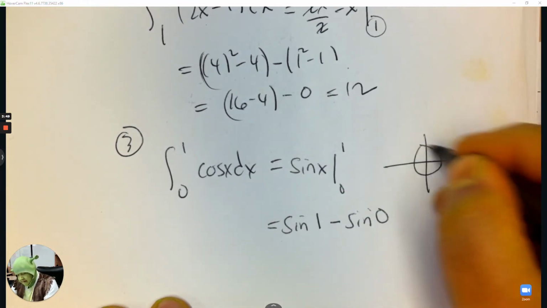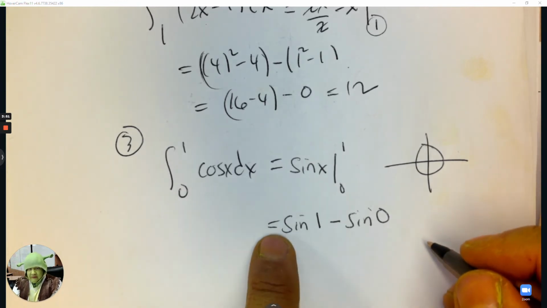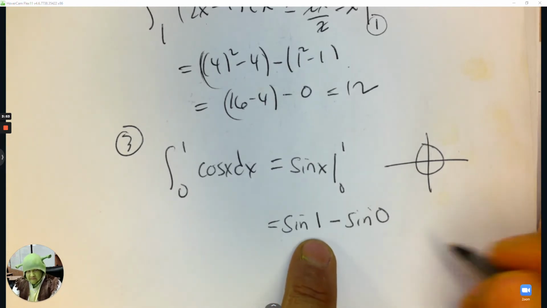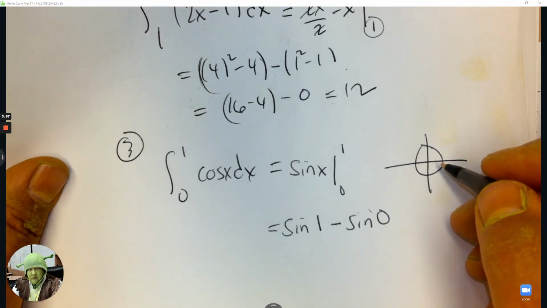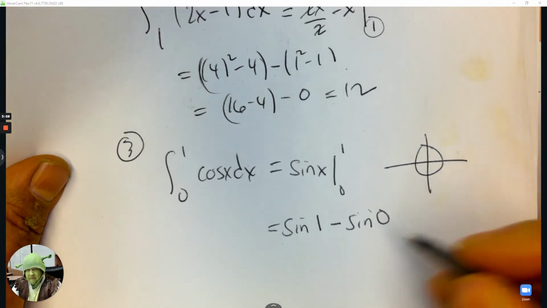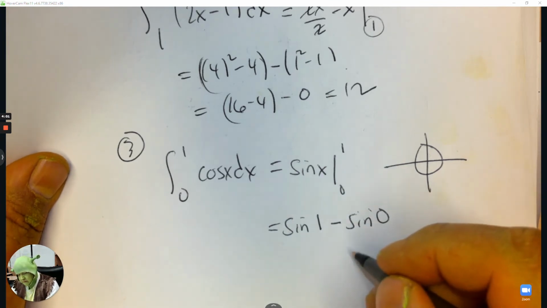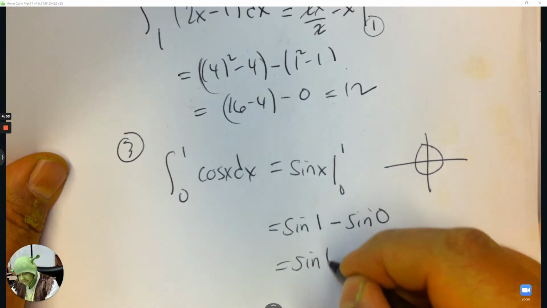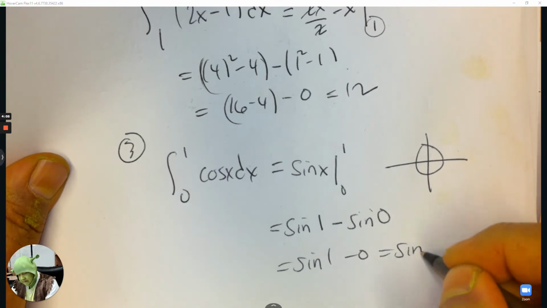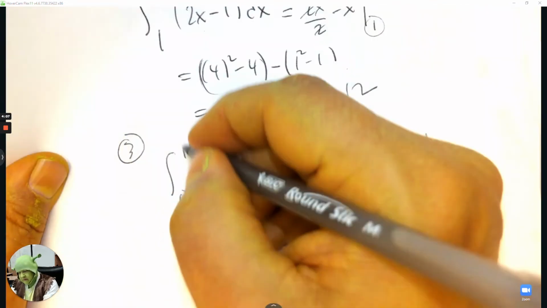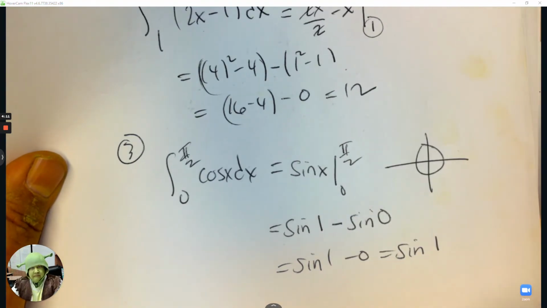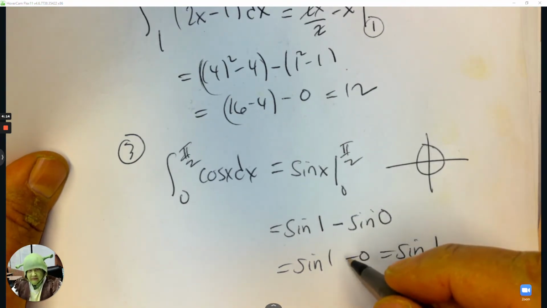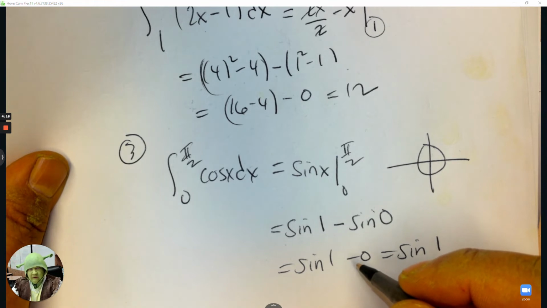I need to know my unit circle. So sine 1, sine 0 is 0. I don't know what sine 1 is. It's just sine 1. If this was an angle, like pi over 2, then I could do it. Why don't I do it that way? That way it's going to look like what your quiz is going to look like.